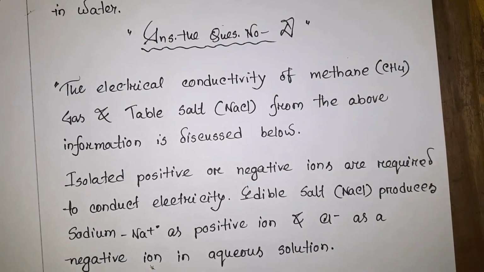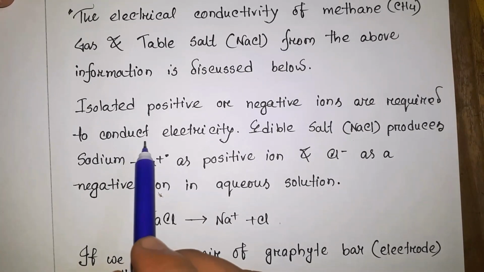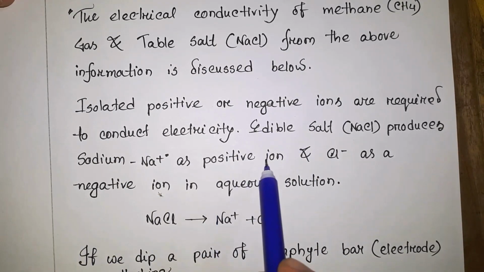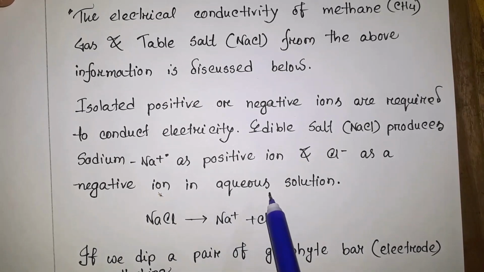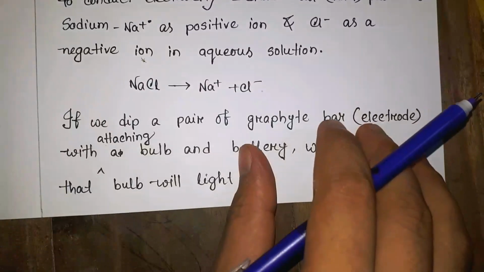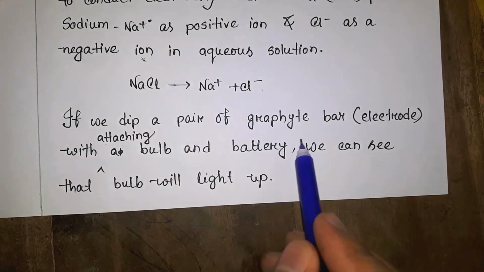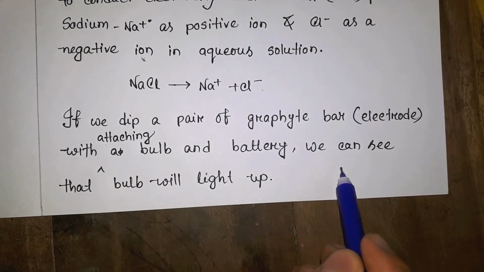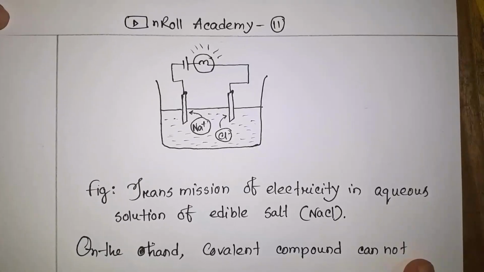In question number D, we have to explain the electrical conductivity of two compounds properly with figures. So let's try this. We have previously discussed that we need isolated positive and negative ions to conduct electricity. Edible salt produces a sodium ion and a chlorine ion, so it can conduct electricity. It's simple. Sodium produces a sodium plus and chlorine a minus ion. If we dip a pair of graphite bars, called electrodes, attached to a bulb and battery, we can see that the bulb will light up.